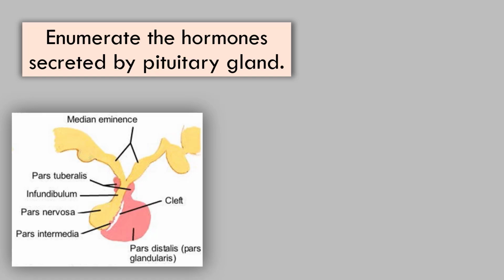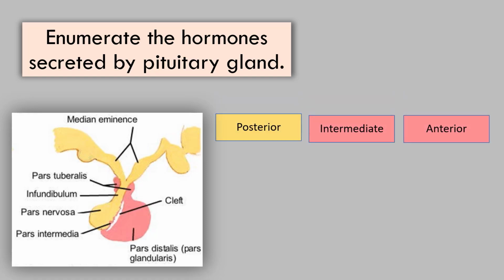Let me enumerate the hormones secreted by the pituitary gland in this slide. We are looking at a gland which has pars distalis, pars intermedia and pars nervosa: anterior, intermediate and posterior parts of the pituitary. These three parts have different hormones to secrete.